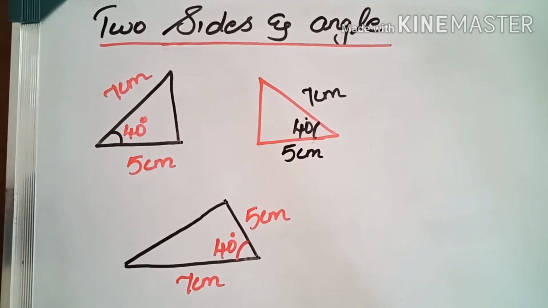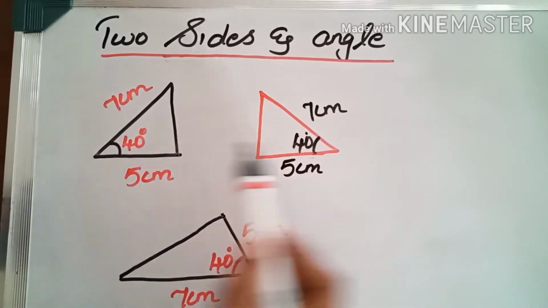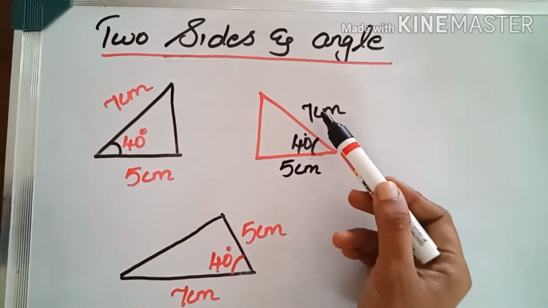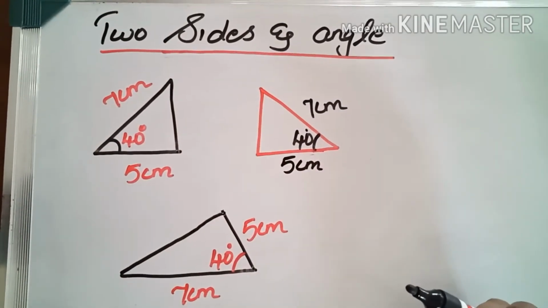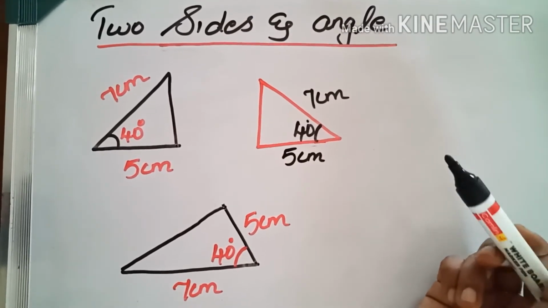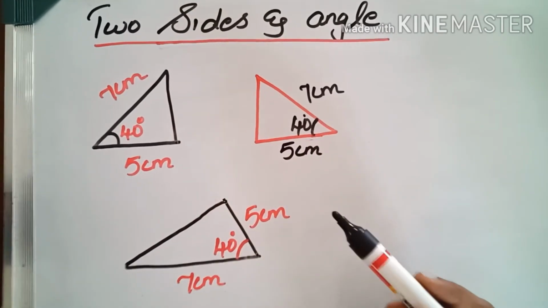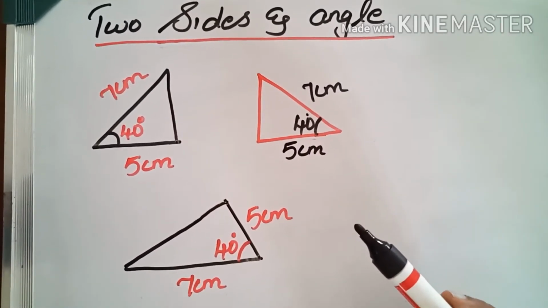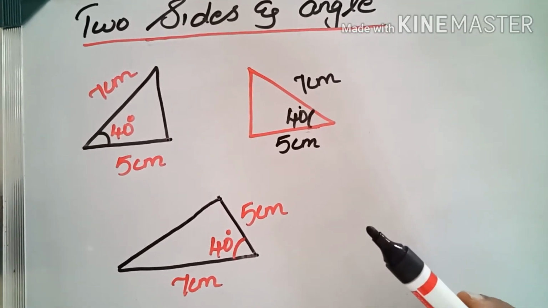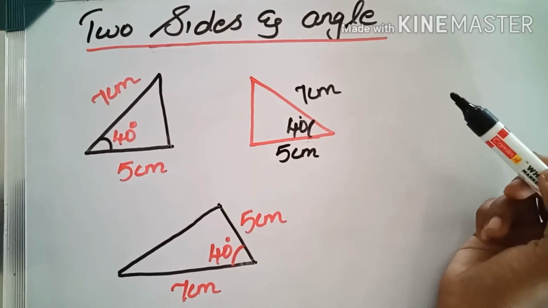What is the similarity of these three triangles? All these three triangles have the same two sides and the angle between them is the same, 40 degree, 40 degree, 40 degree, 5 centimeter, 5 centimeter, 5 centimeter, 7 centimeter, 7 centimeter, 7 centimeter. All the two sides and the angle between them are equal. But positions are different, isn't it? Shape wise they are different, but measurement wise they are the same. So we can say that these triangles are equal triangles. That is a condition, two sides and angle. This is the second concept.